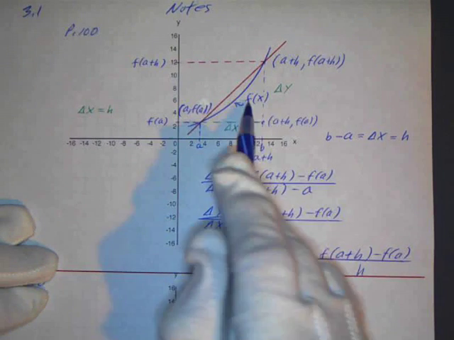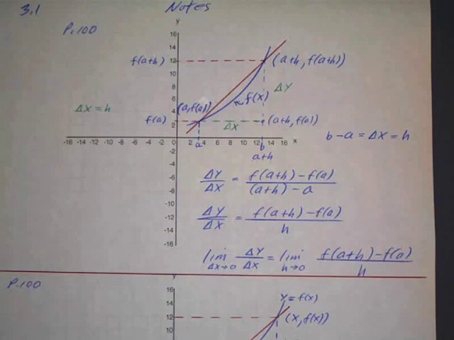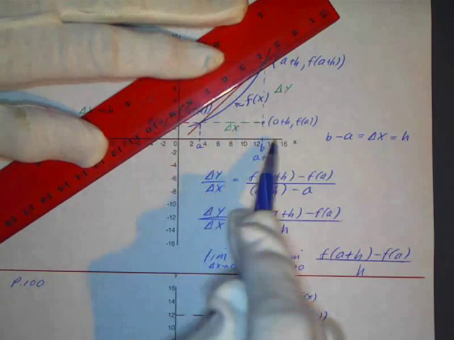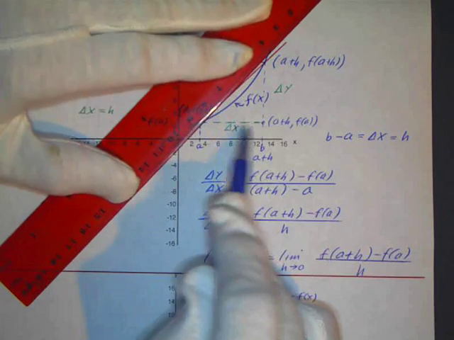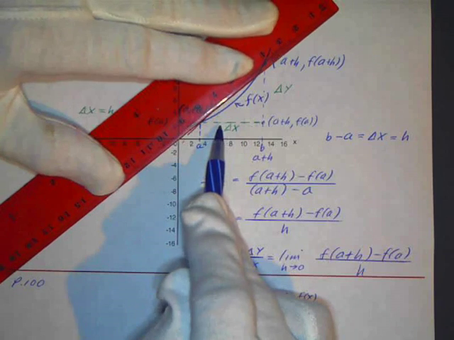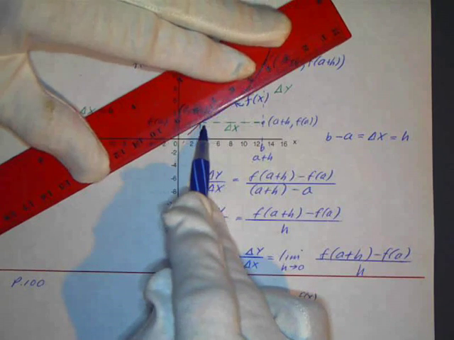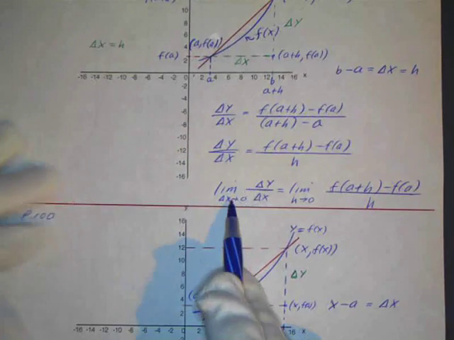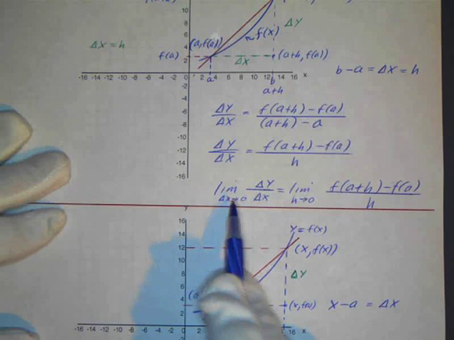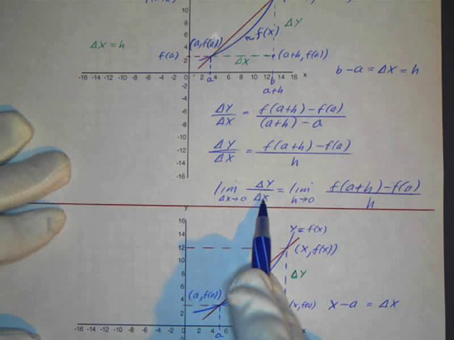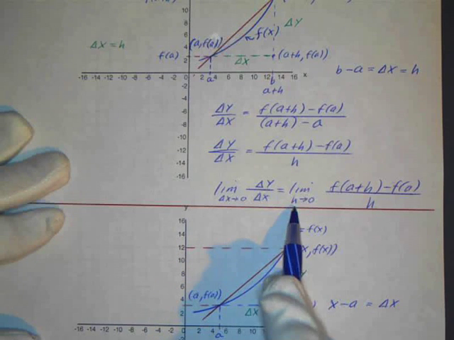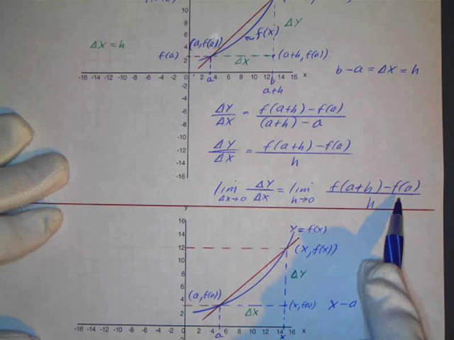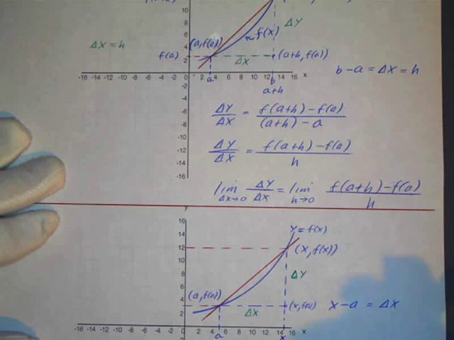And if we take the limit as we get closer and closer, as we talked about before, as delta x or h approaches 0, so as this distance gets smaller and smaller, the slope of that secant line is going to eventually get closer and closer to the slope of the tangent line. So we say the limit as delta x approaches 0 of the change in y over the change in x, or the slope, is the same thing as the limit as h approaches 0 of f of a plus h minus f of a over h. These are the same thing. That's actually going to be the slope of the tangent line, or m.